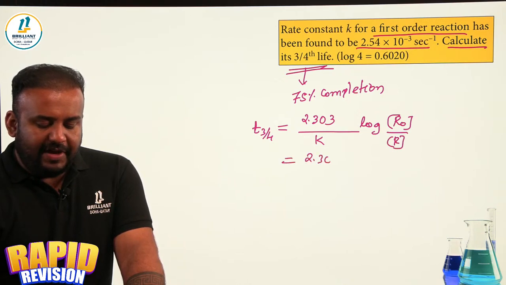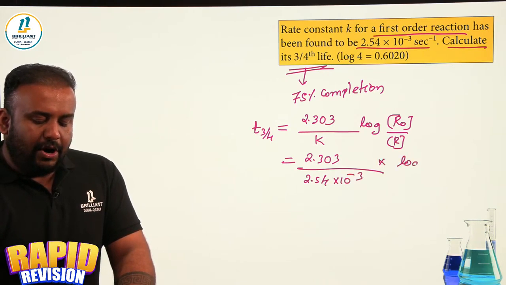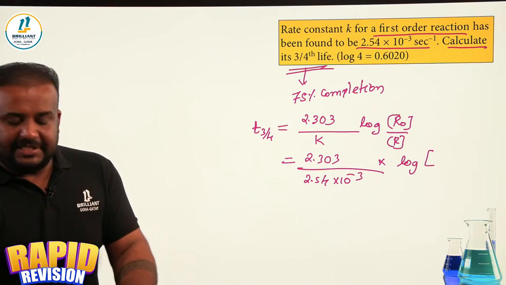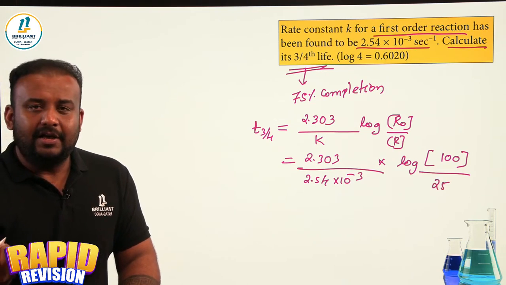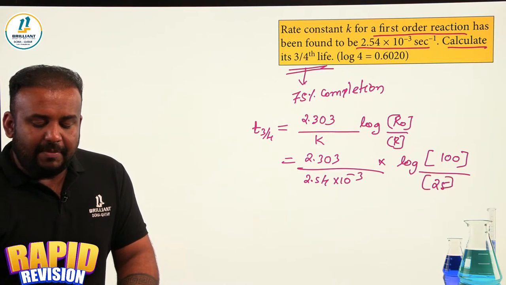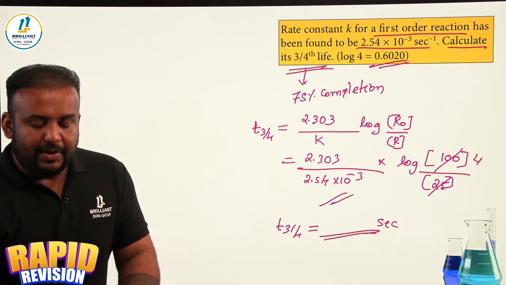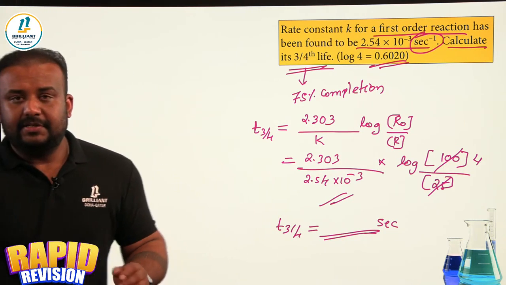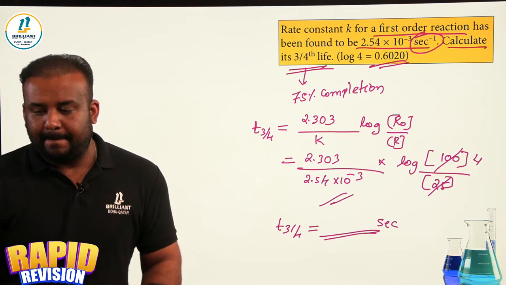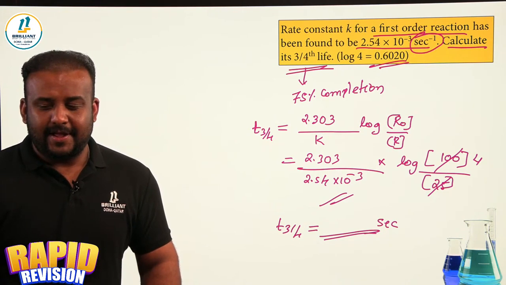So, already they have given K, 2.54 into 10 raised to minus 3 into log of, what is R naught? See, it is 75% completion. So let's take it as 100 divided by 75% completed means 25 is remaining. Yes, 25 is remaining. So 100 by 25 is 4. Log of 4, already they have given the value. Solve this and the answer will be in seconds. Okay, just look at the rate constant's unit. Depending on that, your final answer unit will be seconds or minutes or hour. Is that clear? Is that clear, kids? Any doubts?